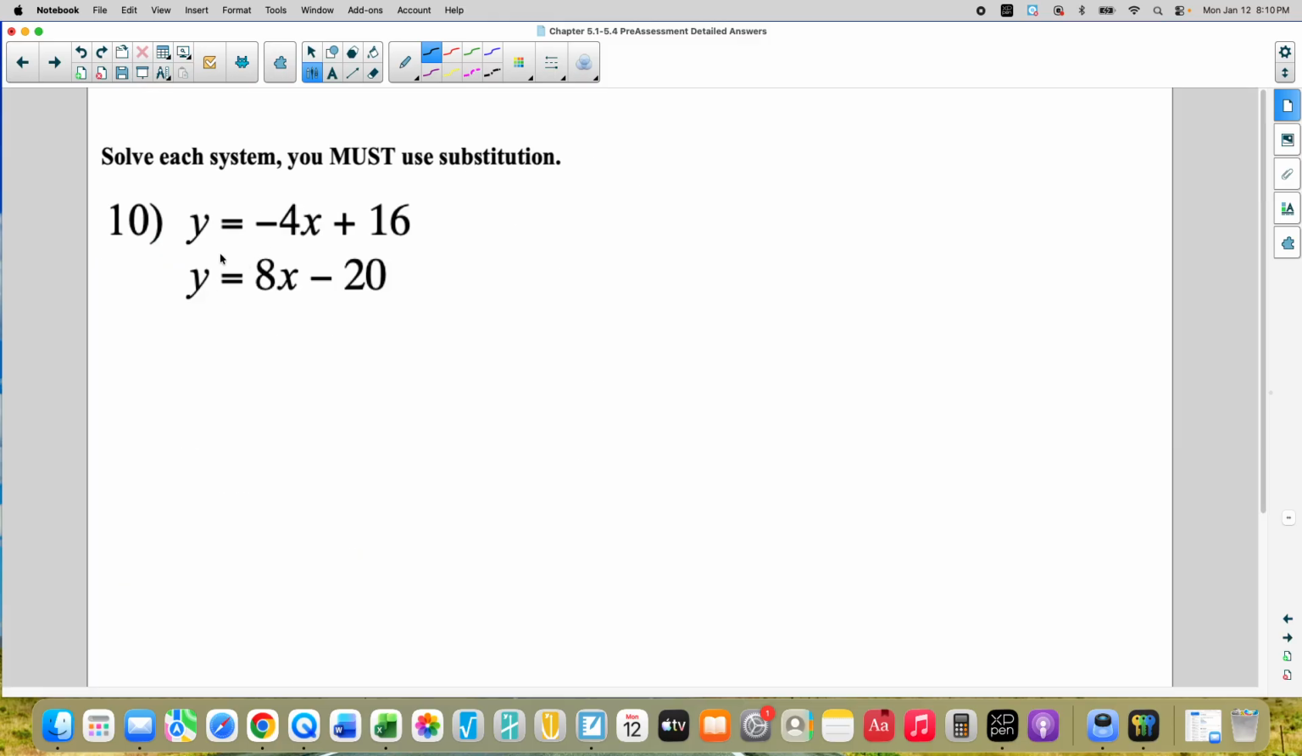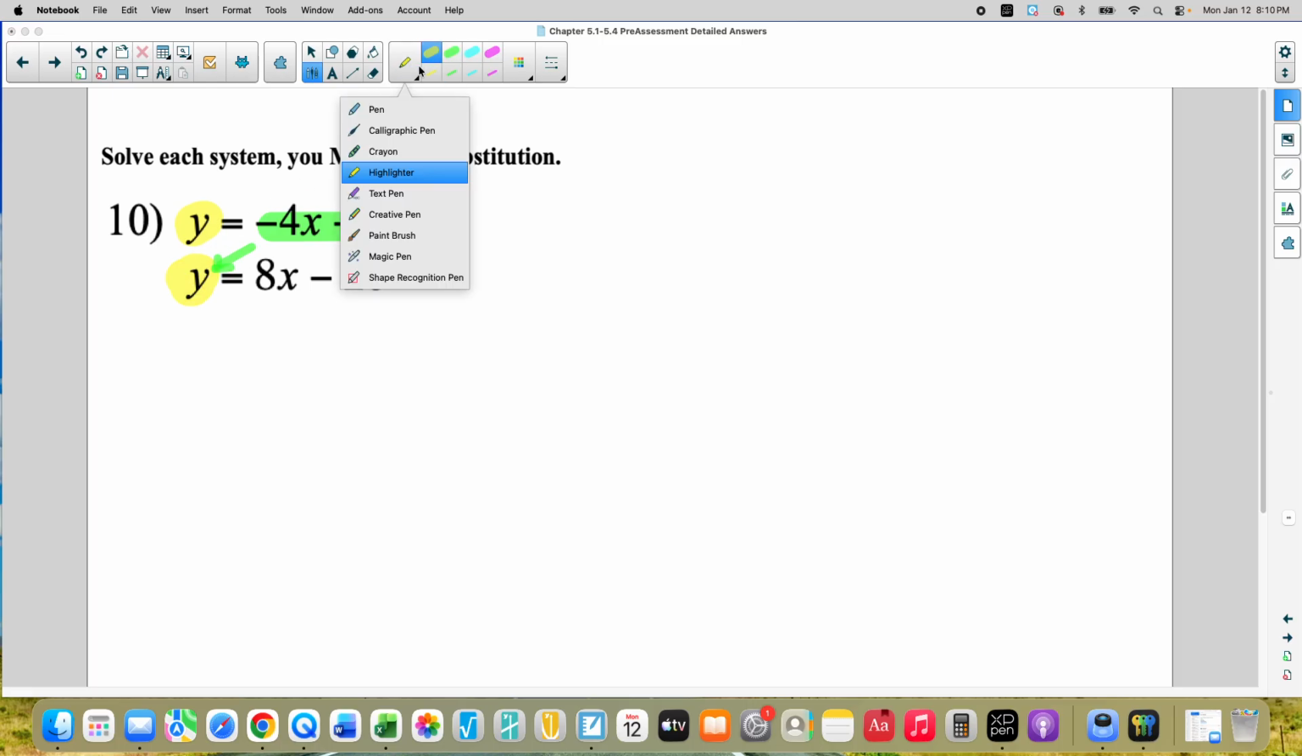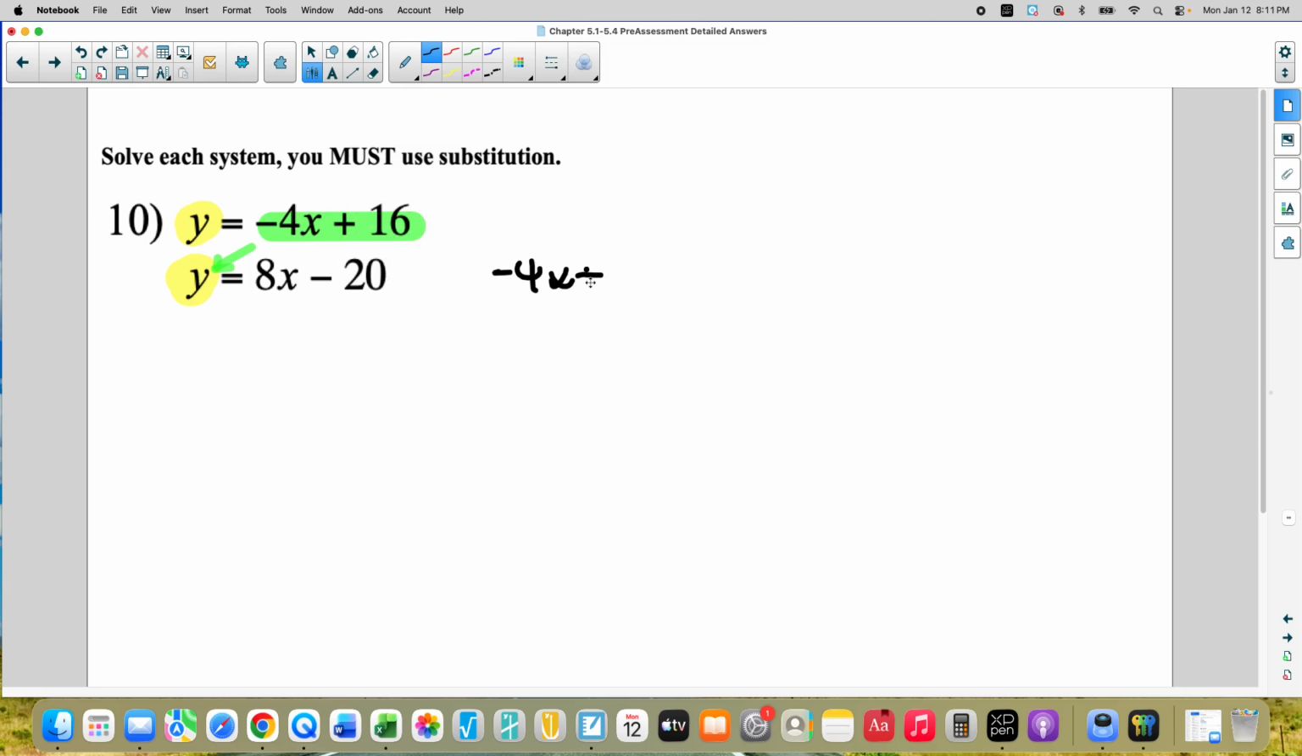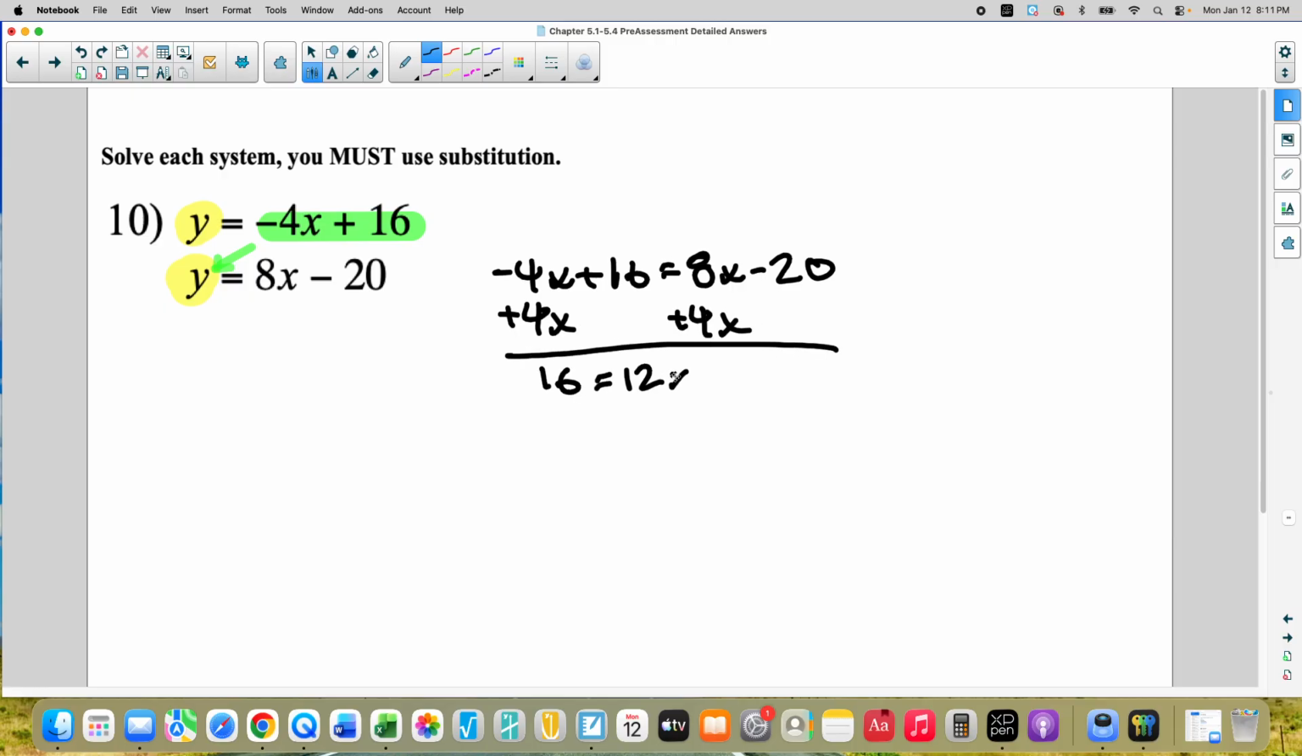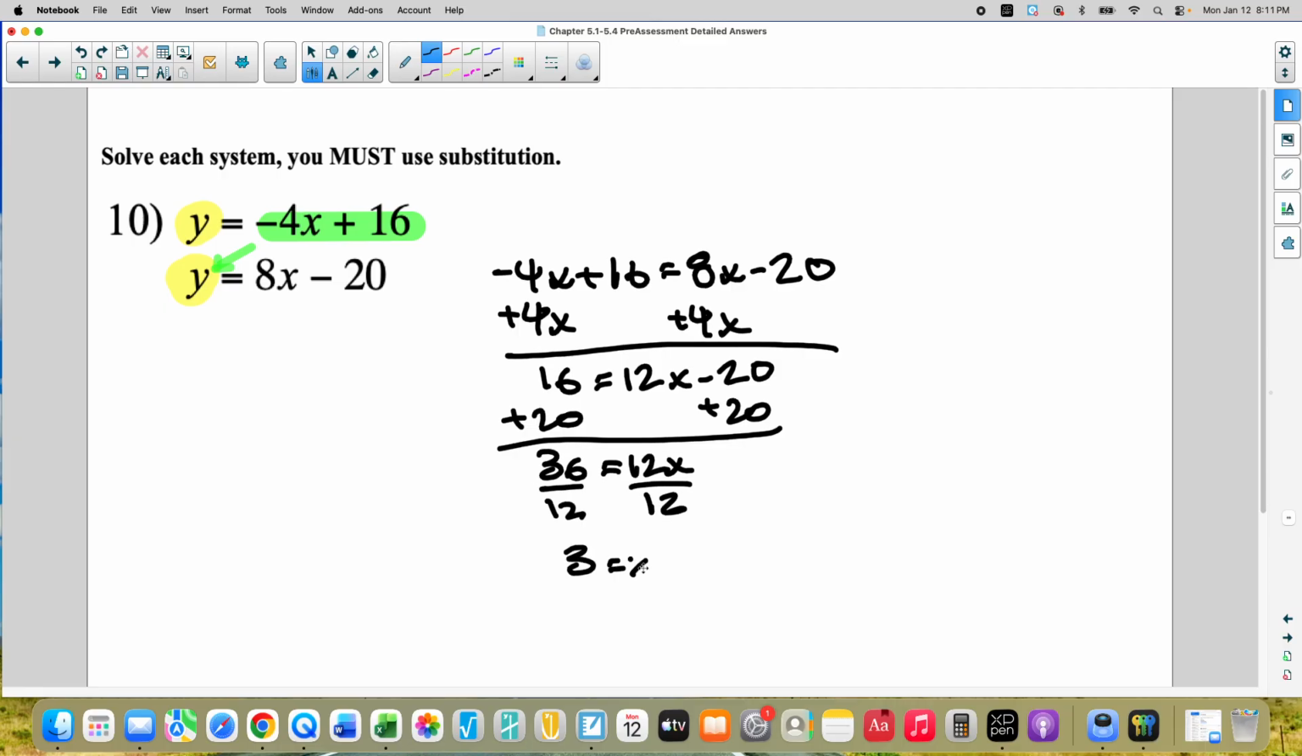Still got to use substitution. That's fine. I'm going to take this y value in terms of x and place it in for this y value. And instead of writing y, I'm going to write negative 4x plus 16 equals 8x minus 20. I'm going to move my variables first. Gives me 16 equals 12x minus 20. Add 20. I get 36 equals 12x. Divide by 12. 3 equals x.